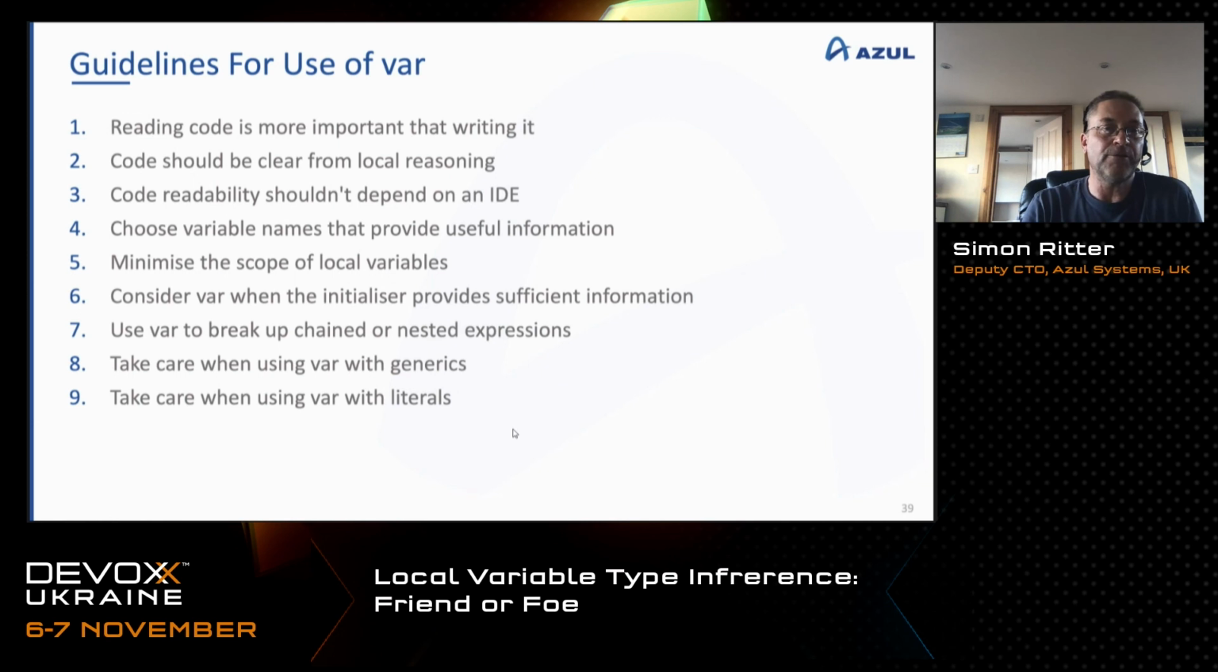Minimize the scope of local variables so you're not getting long stretches of code where you suddenly start using a variable and you've got to try and figure out where it came from. Consider using var when the initializer provides sufficient information, as in you can see what the type is from the right-hand side very easily. Take care when using var with generics, and take care using var with literals, for the obvious reason that we have seen. And using var to break up chained or nested expressions can be useful, where it just makes the code easier to read.